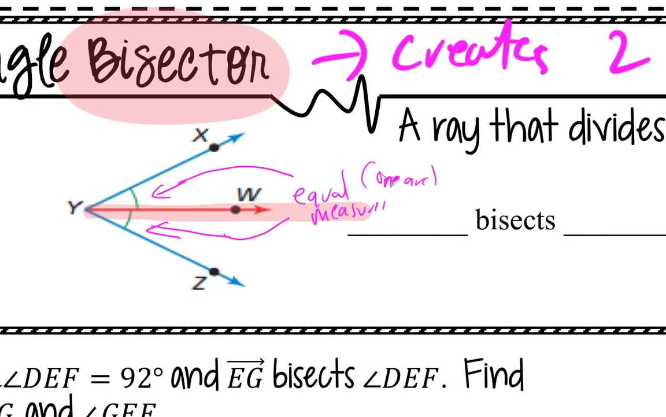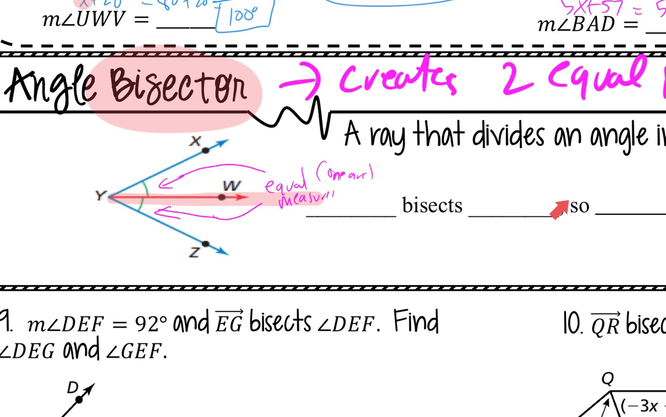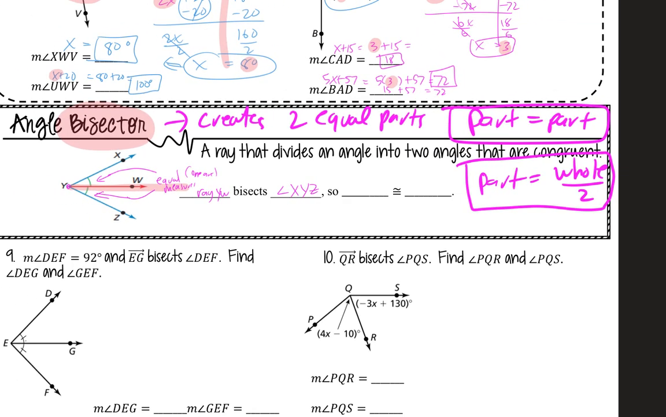Okay, so let's talk about that. What did we say bisects this? We said ray YW, right? Ray YW bisects angle XYZ. So, which two angles are congruent? XYW and WYZ.